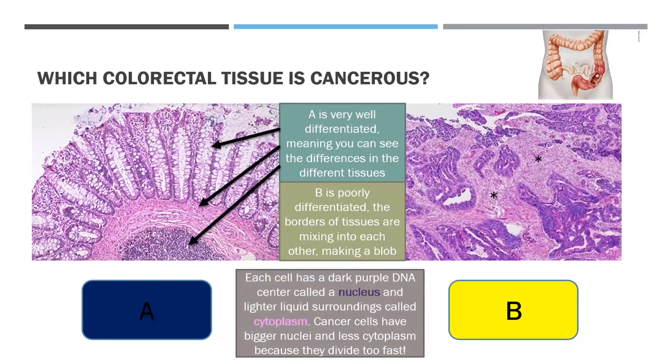If you remember from earlier, each cell has a dark purple DNA center called a nucleus, and lighter liquid surroundings called the cytoplasm. You can see it clearly here. Cancer cells have bigger nuclei and less cytoplasm because they divide too fast.